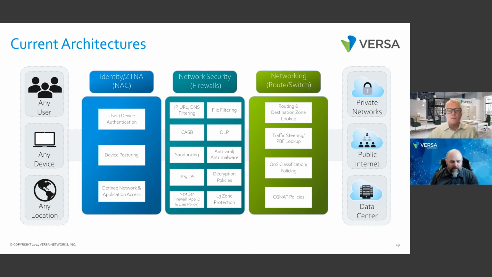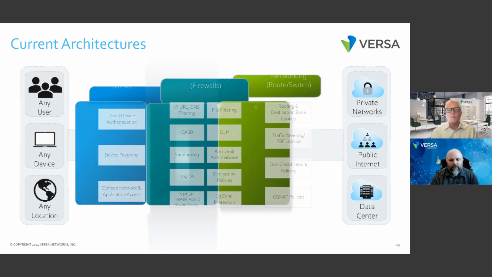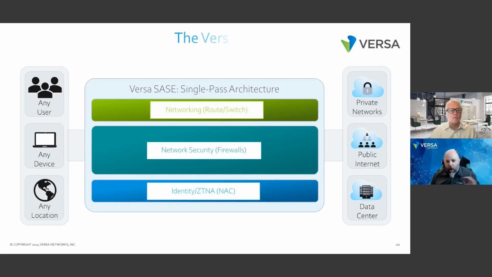Your networking security stack could be firewalls, VPN appliances, anything. Your identity stack could be NAC, things like RADIUS servers and so forth. So what Versa has been able to do is take all of that together and build it into one particular platform, whether it's delivered on-prem or out in the cloud.